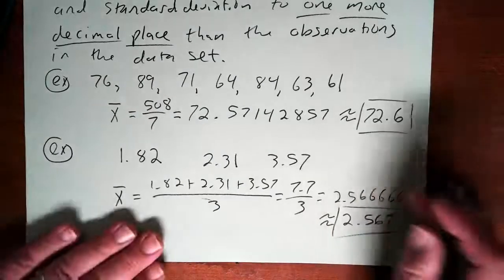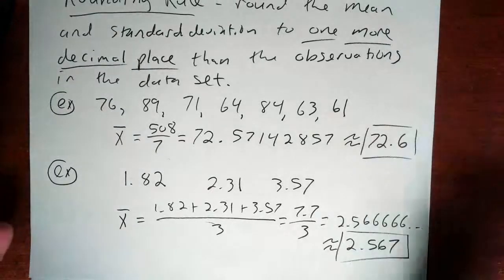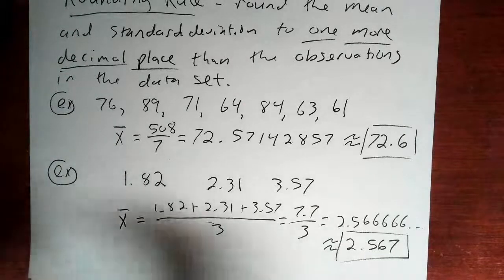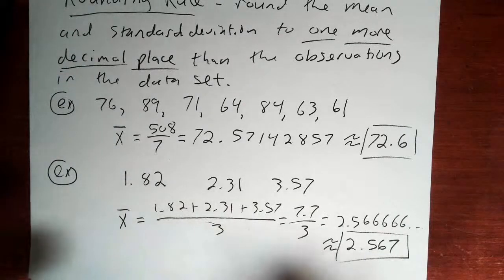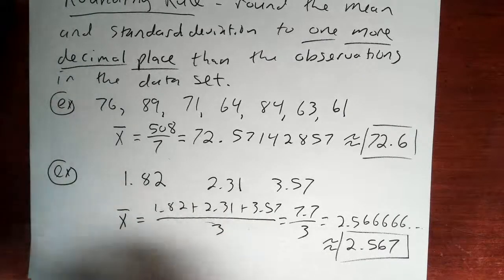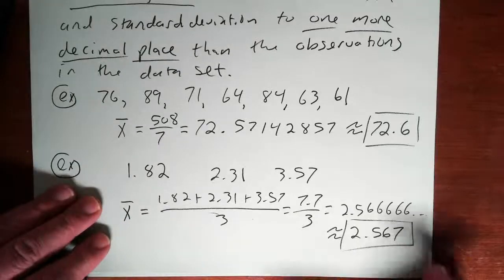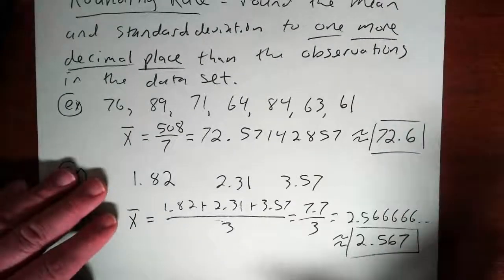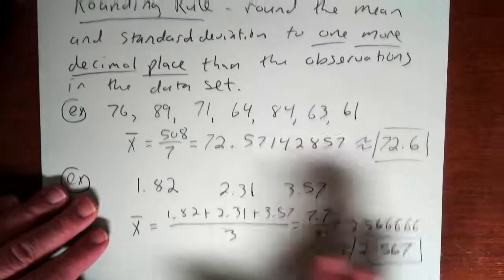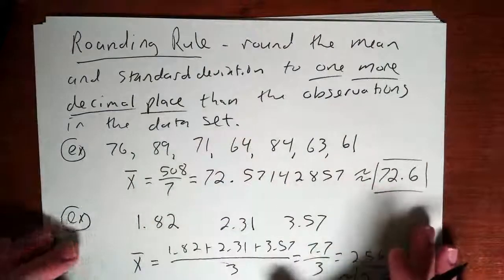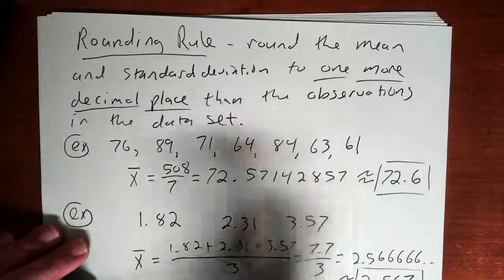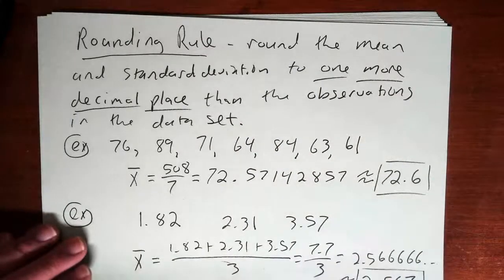Okay, so the idea here is kind of like when you're in a chemistry lab or a physics lab and the results can't be more accurate than the actual observations. You have to know what the significant figures are in your observations, and then your results can't have any more significant figures than the ones in your observations. If you've done that before and it was confusing, don't worry about it, because we're not going to do that. This rounding rule, in a sense, takes care of that. It's one simple rule, and it just says we're going to round to one more decimal place than the observations in the data set.